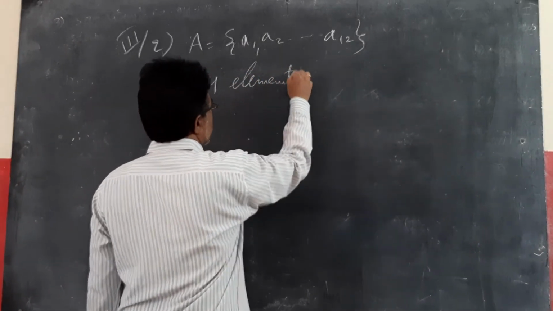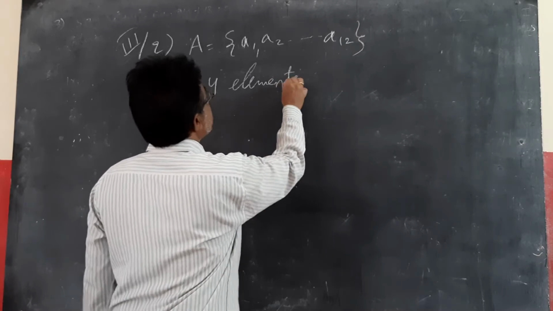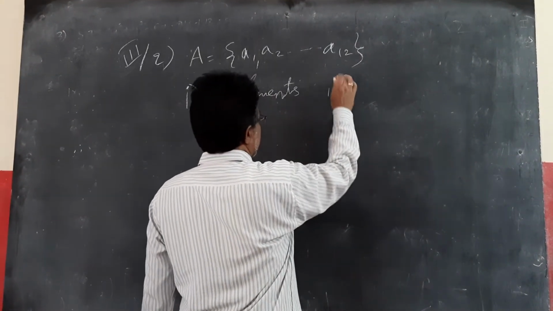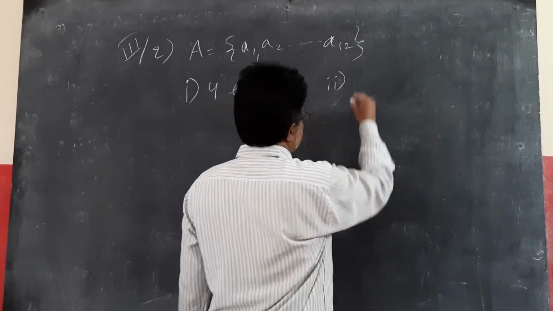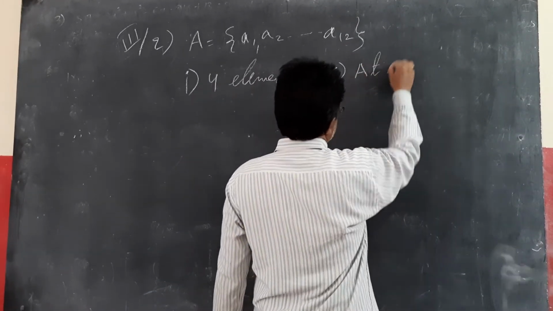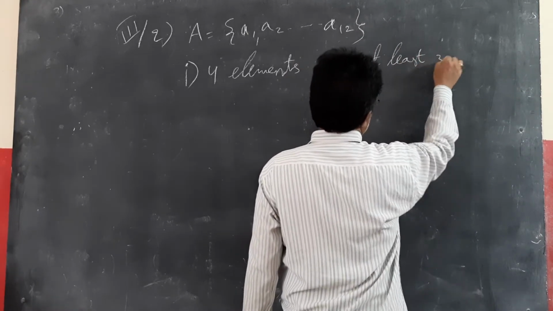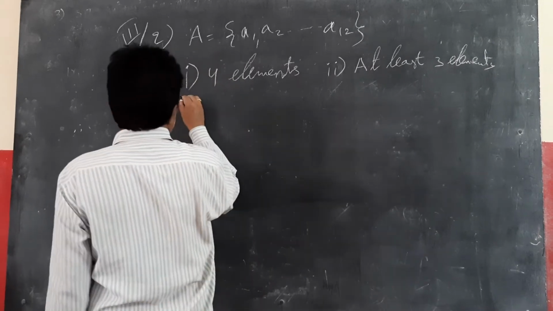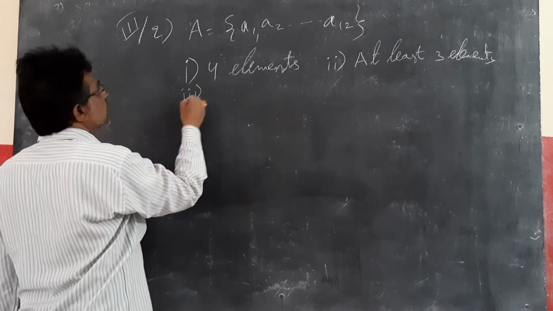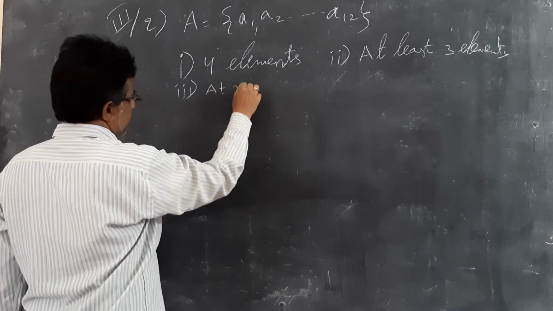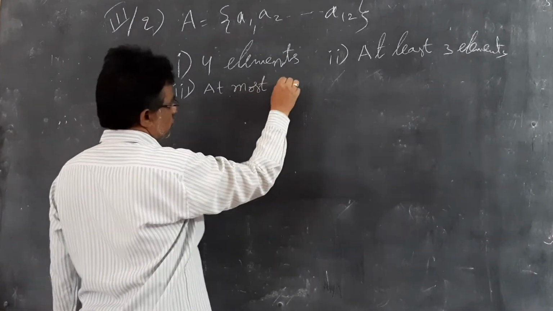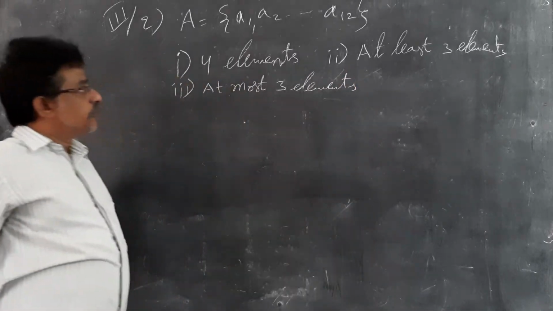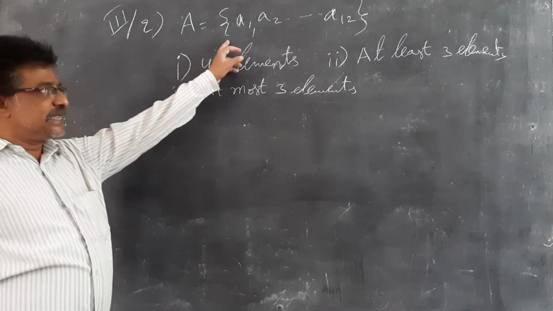This is the first bit: the number of subsets of A containing 4 elements. And the second bit is at least 3 elements. The third bit is at most 3 elements.